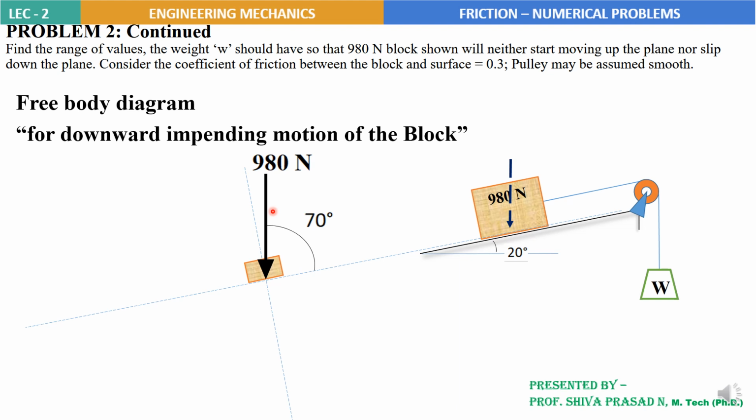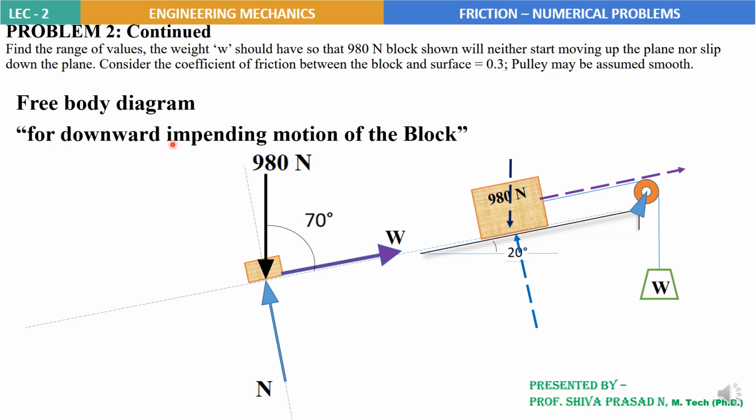Sorry, the inclination of the inclined plane is 20 degrees, and so the inclination of the weight, that is the 980 Newton force, would be 90 minus 20, which is equal to 70 degrees. Next, the normal reaction force acts upward, perpendicular to the inclined plane, and the weight attached through this string is acting in the right side direction.